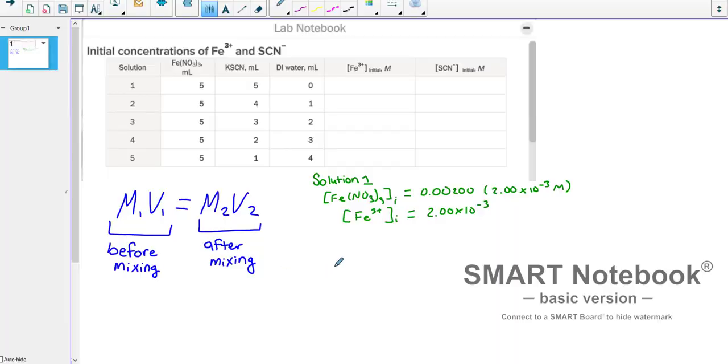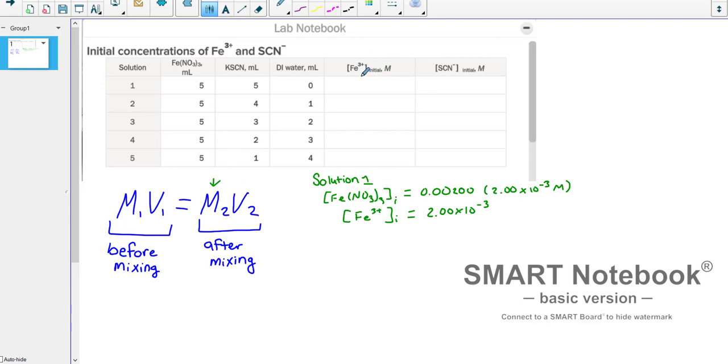So I'm going to show you how we would go about doing this just for the first solution. So the dilution equation again is M1V1 is equal to M2V2, where M1 and V1 are the molarity and volume of that species before you mixed it, and M2 and V2 are the volume and molarity after mixing. And again, this is the molarity after mixing, but before the equilibrium reaction has started. So if you were to do an ice table, this is what the molarity would be in your initial row of the ice table.